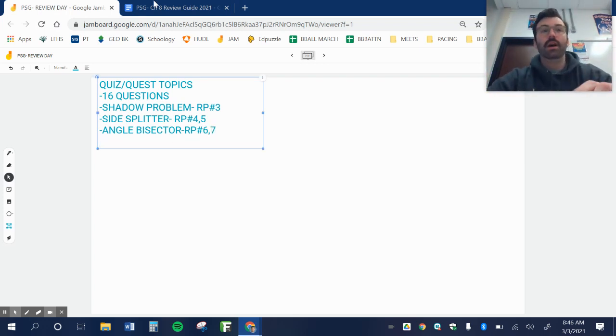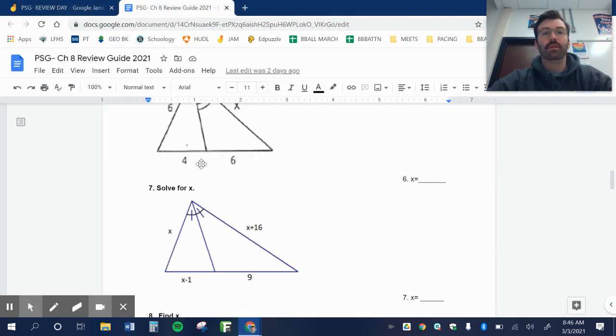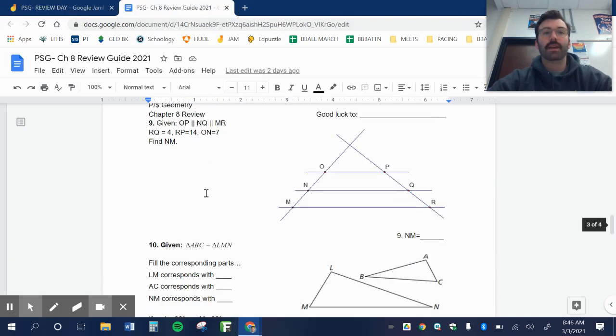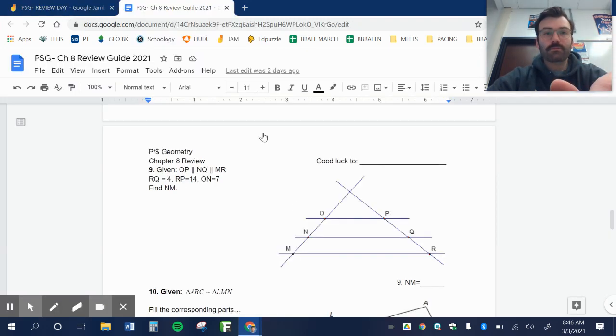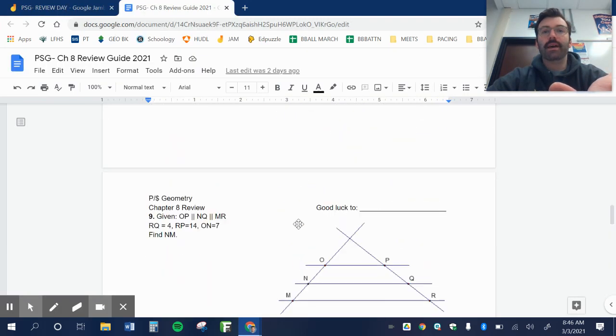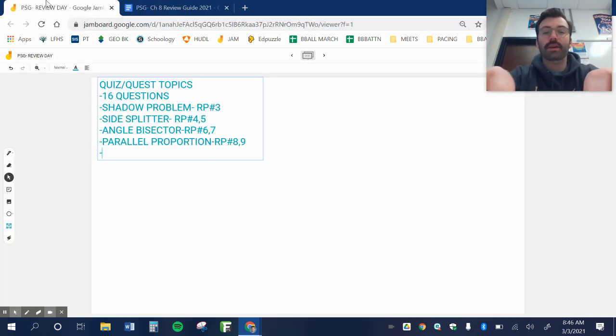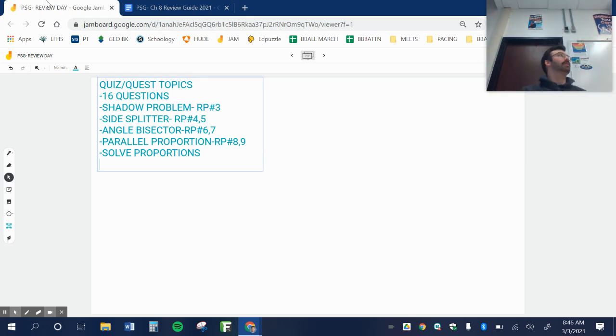Let's keep going. You will definitely see a parallel proportion, something like review packet 8 and 9. Pretty much this whole quiz is solving proportions. That's going to be a huge part of the actual quiz, setting up and solving those proportions. That's a huge part of this chapter, as we stressed at the beginning of the chapter.